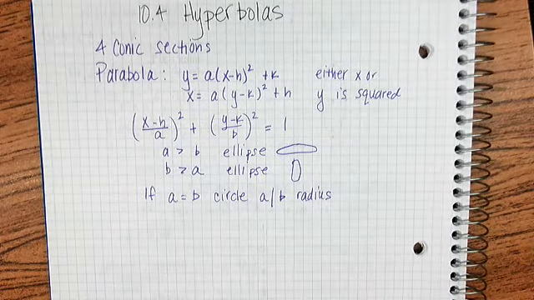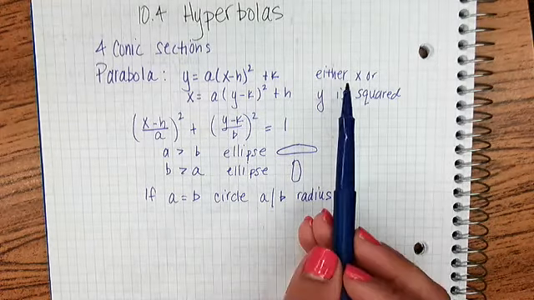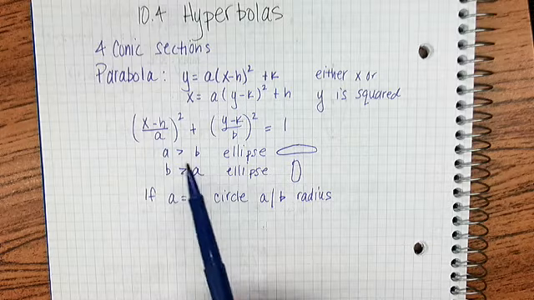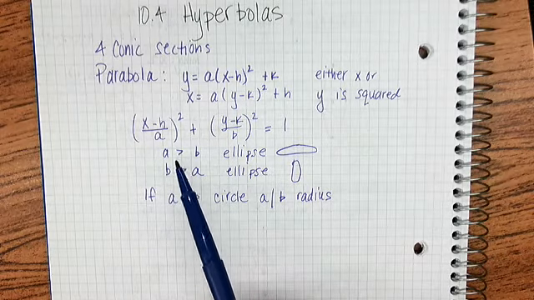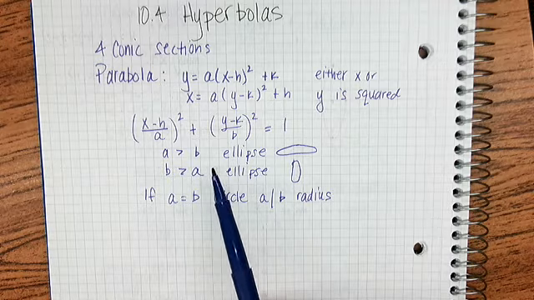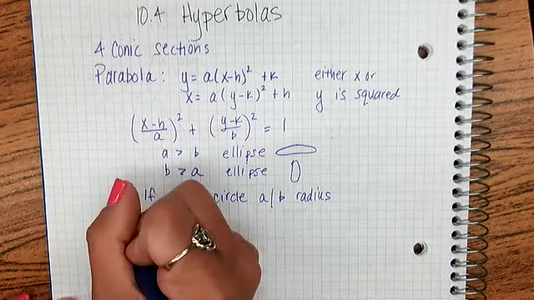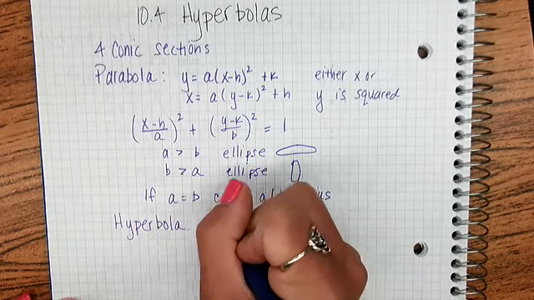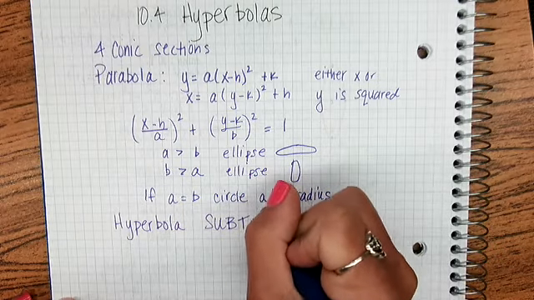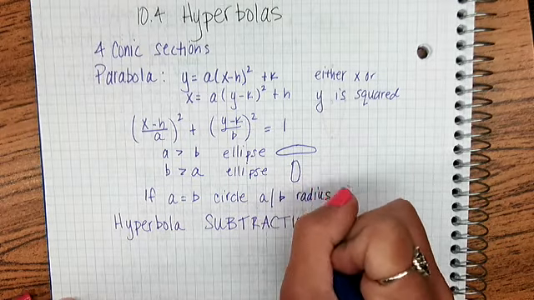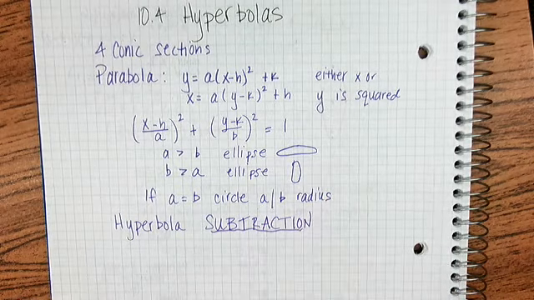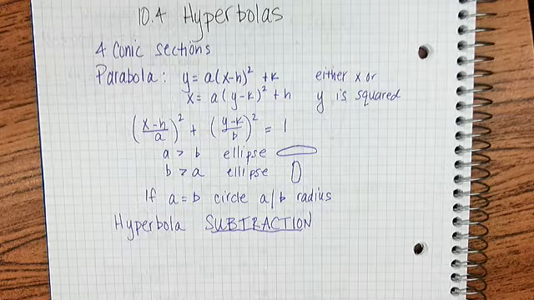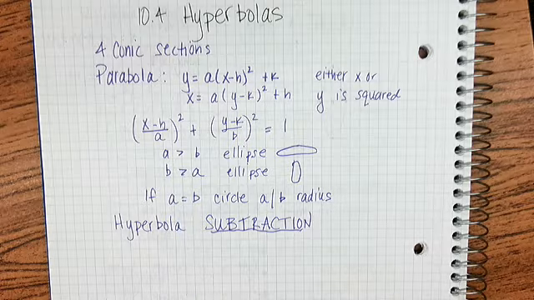The thing we haven't talked about yet is a hyperbola. So one squared variable, parabola. If a and b are the same, circle. If a is greater than b, it's an ellipse. If b is greater than a, it's an ellipse. What is the distinguishing feature of a hyperbola? The key distinguishing feature of a hyperbola is subtraction, and that overrides everything. One squared variable, parabola, move on. If it's subtraction, hyperbola, move on. And then you've got to figure out the ellipse, and it has its distinguishing features.